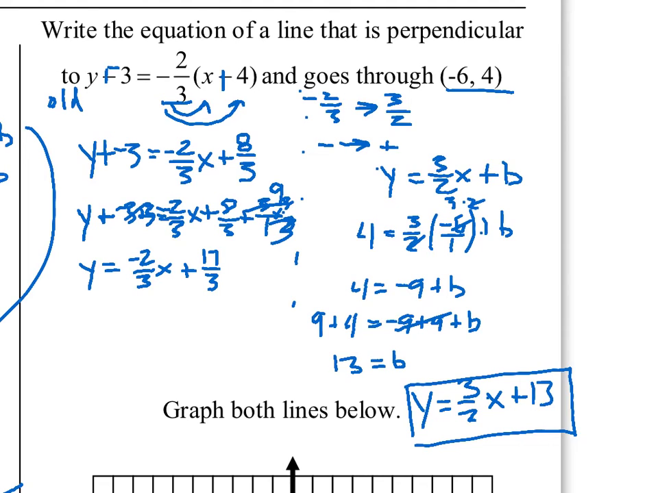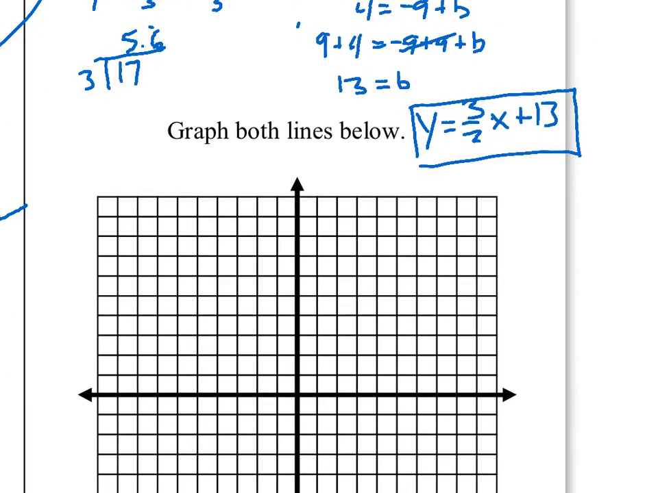This is 17 over 3. If we do that division, that's going to give me 5.6 repeating. So I'm going to come onto my graph, and this is just going to have to be an estimation. So I'm going to go up to 1, 2, 3, 4, 5. And 0.6 repeating, that's going to be more than halfway, but not all the way to 6.